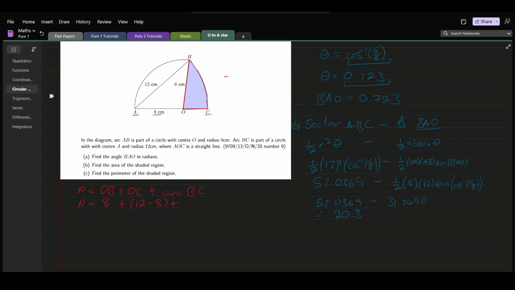Arc BC: S is equal to R theta. In this case, our radius is 12, and then theta is arc cos of 6 over 8. And so let's punch this into our calculator to get our perimeter. So that's 8 plus 12 minus 8, which is 4, plus 12 arc cos of 6 over 8. And this would give us 20.7, correct to 3 significant figures, and that would be our final answer.